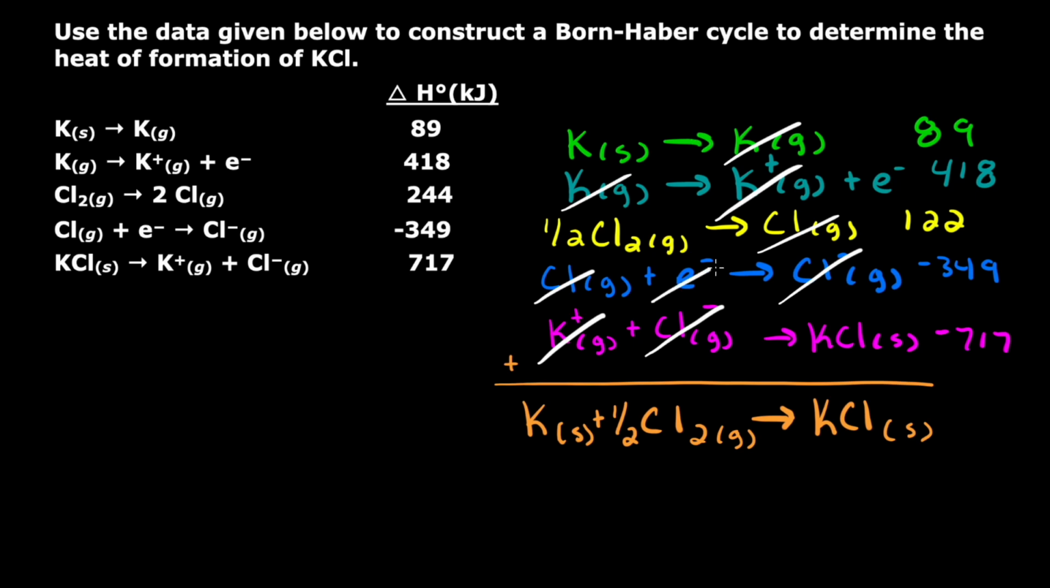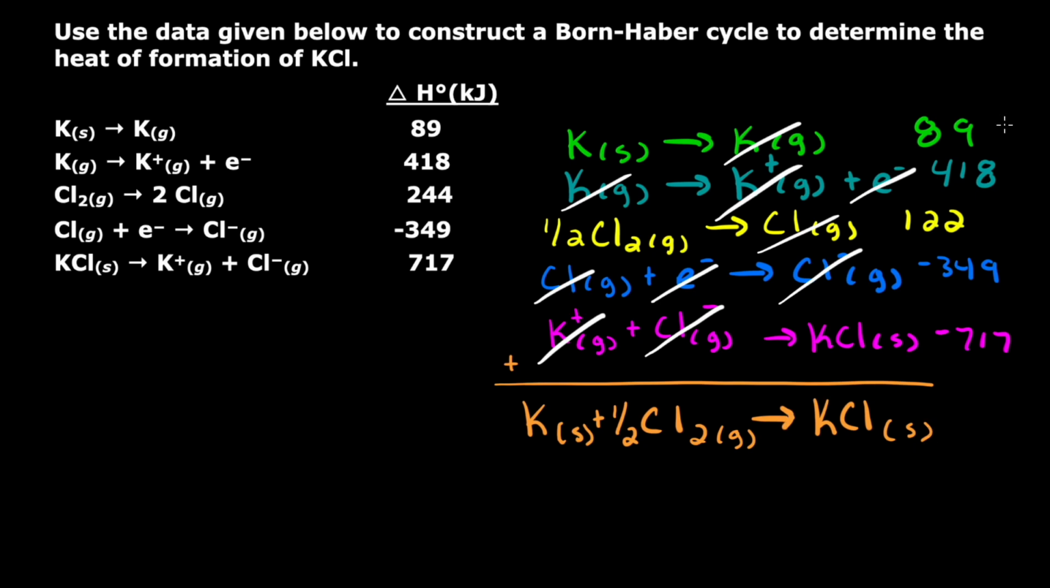I have an electron there, an electron there. So everything on the left side that I don't want cancels out with everything on the right side that I don't want. And I have this right here, K as a solid, matches K as a solid there. And then I have this 1/2 Cl2 as a gas there, and I have 1/2 Cl2 as a gas there, and then this KCl as a solid there matches KCl as a solid there.